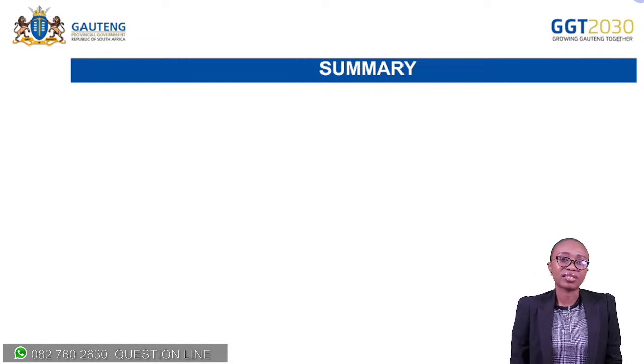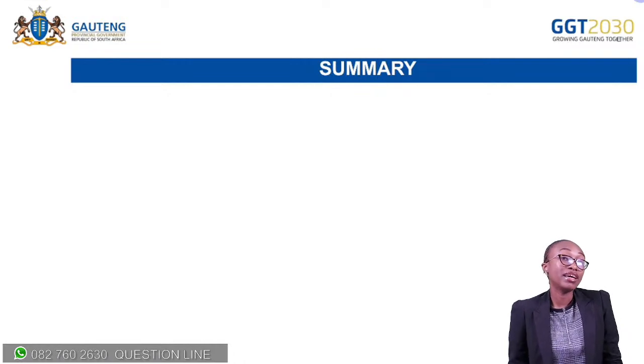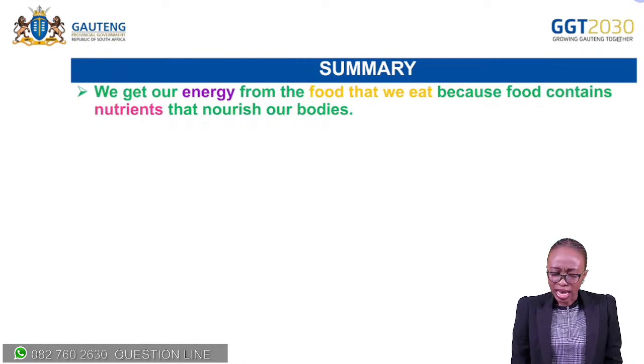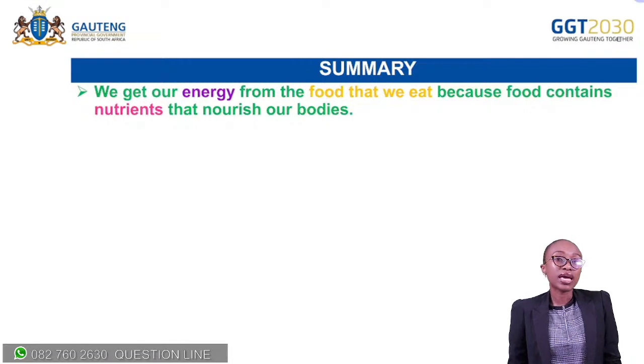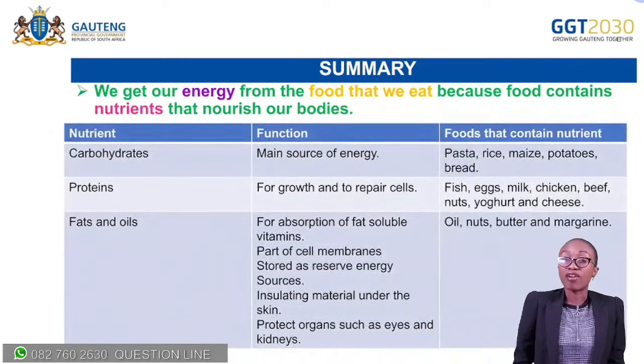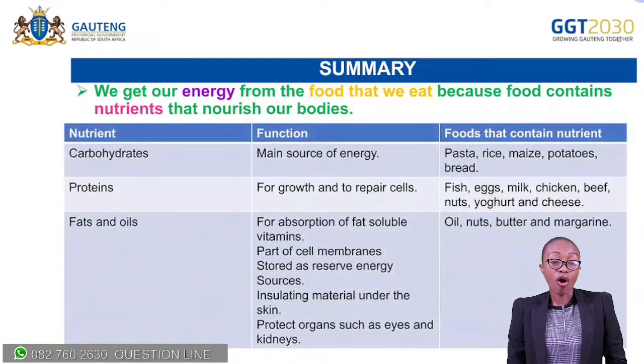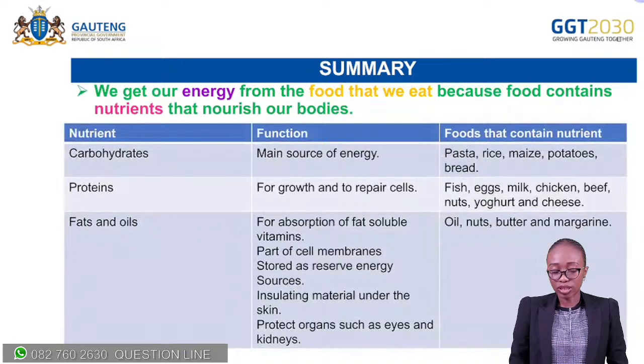Let's summarize our lesson. Let's recap and remind ourselves what we learned in today's lesson. We learned that we need energy from the food we eat because food contains good nutrients that nourish our bodies. Right, I've compiled a table of the different nutrients that we need, their functions, and the types of food where we can find those nutrients. I hope you have your pen and pencil so that you note them down.